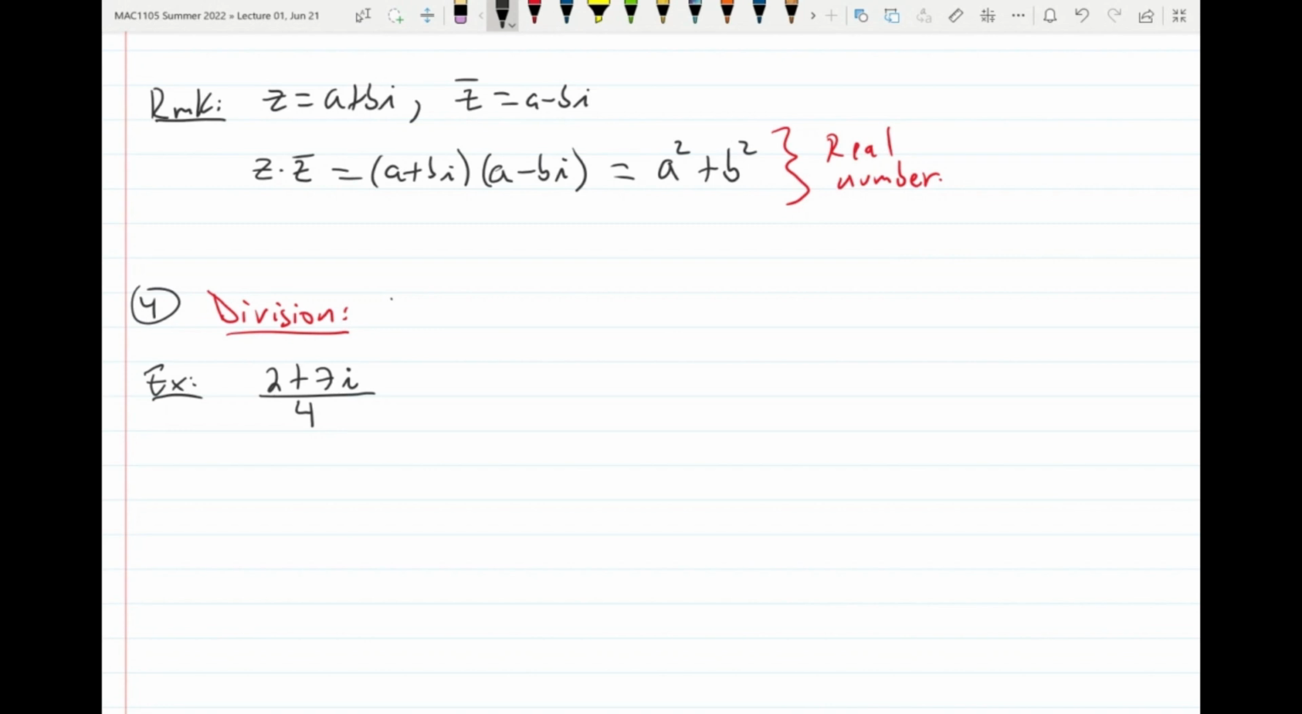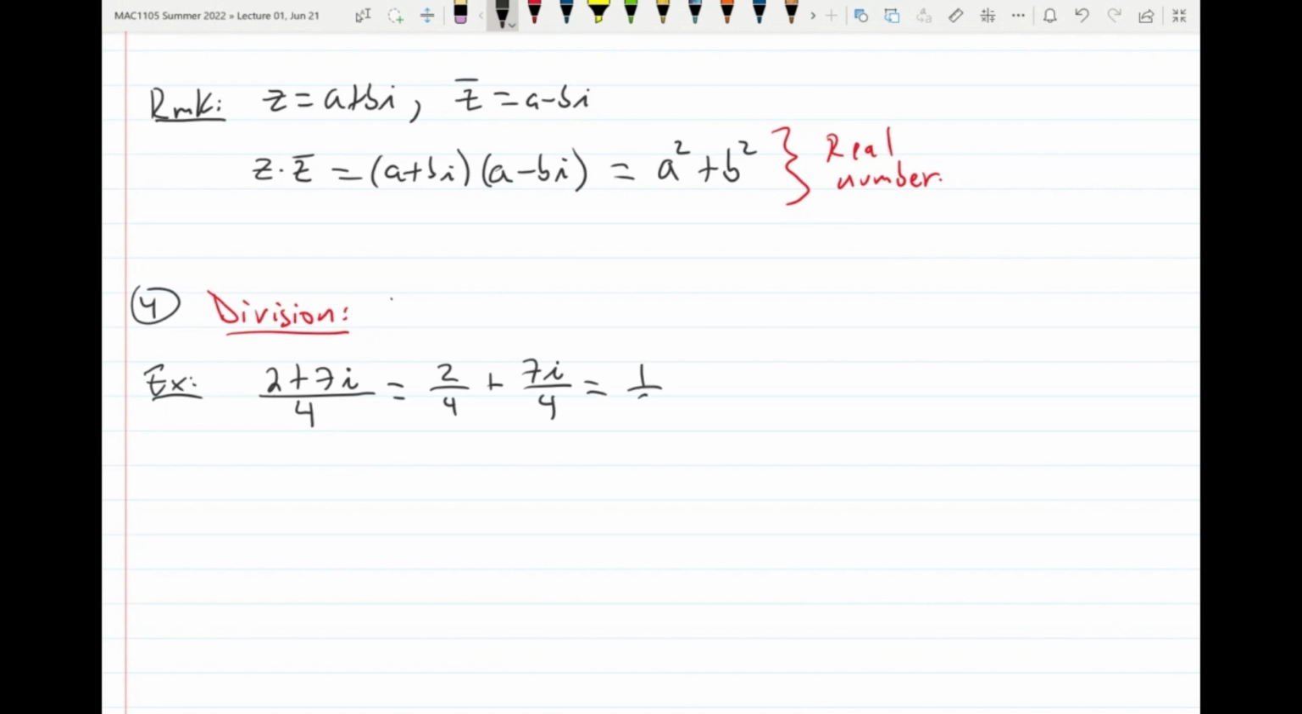Yes? Split up, so that's 2 over 4 plus 7i over 4. Very good. So remember, when you have a fraction with a sum or a difference on top and one thing in the bottom, you can always split this as a sum or difference of two fractions with the same denominators. So you can write this as 2 over 4 plus 7i over 4. Do you understand this? And now you can simplify.